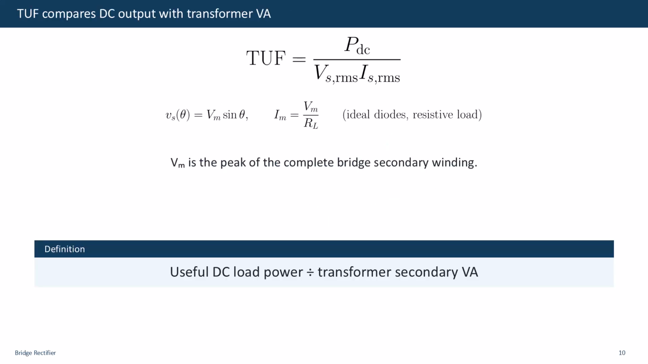Transformer utilization factor measures how effectively the transformer secondary voltampere capability is converted into useful DC load power. We define TUF as PDC divided by VSRMS times ISRMS. For the derivation, assume ideal diodes, a resistive load RL, a sinusoidal secondary voltage Vs equals Vm sin theta, and a peak load current Im equal to Vm divided by RL. Here Vm is the peak of the complete bridge secondary winding. We will evaluate the numerator and denominator separately.